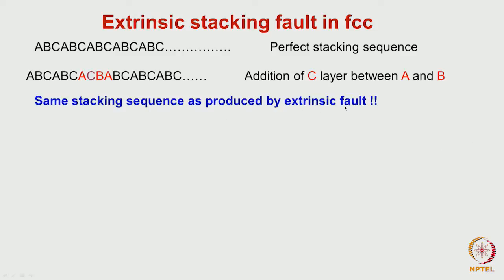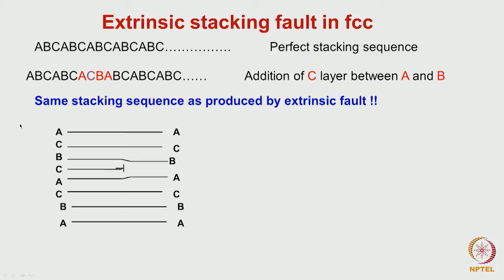This produces the same stacking sequence as produced by extrinsic. You can see it here. This is ABC, ABC, it is there. I am showing just one half of it, okay, that loop. You look here. Here I had added one layer partially, correct? When this layer has been added, okay, the rest of the layers remain the same.